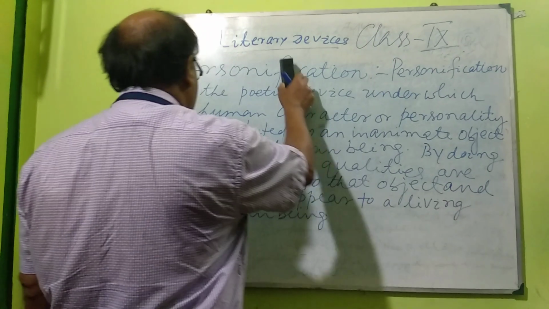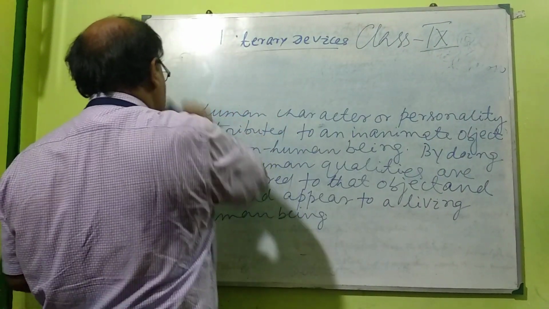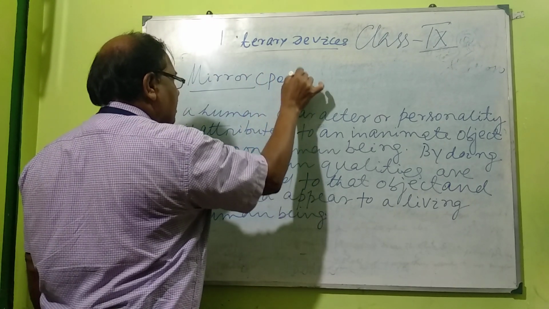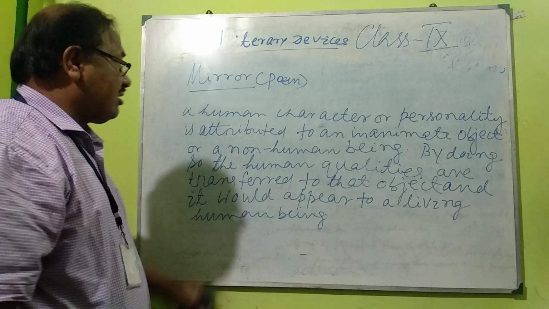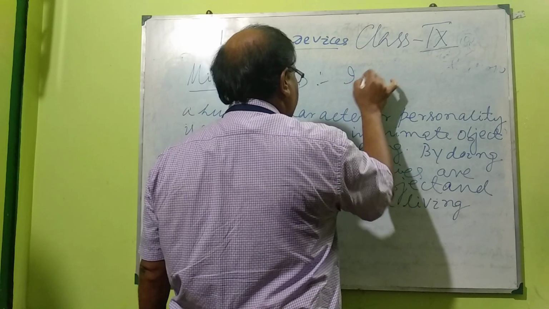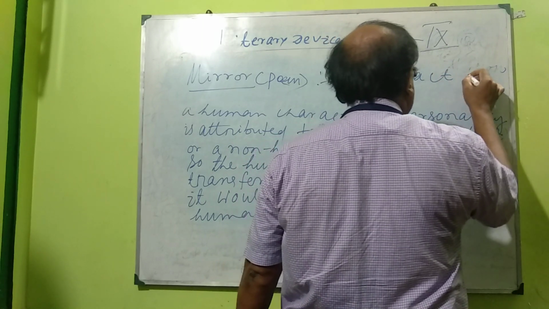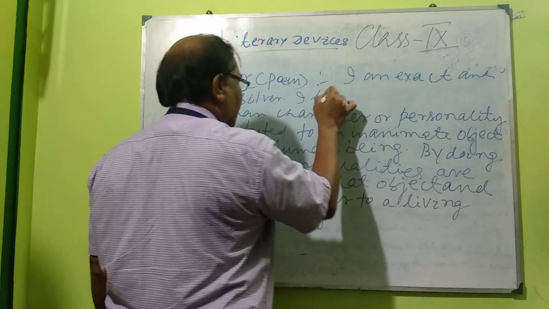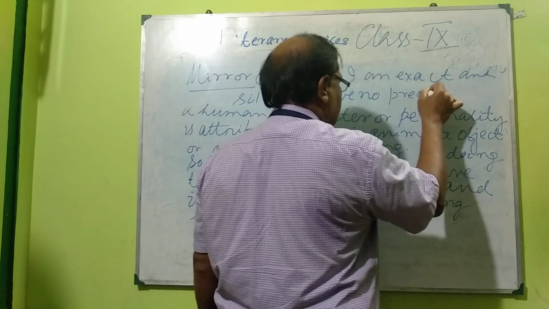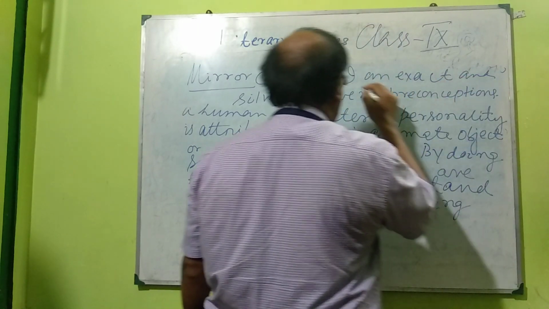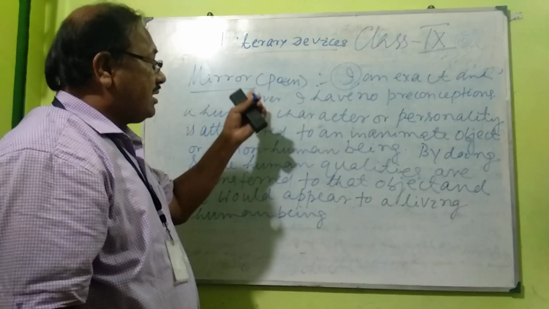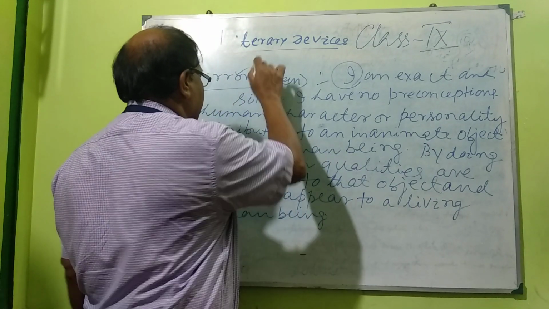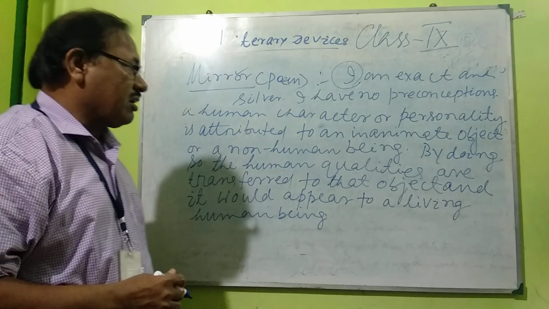Other example you take, Mirror is a poem by Sylvia Plath. Mirror is the name of a poem. Who is the speaker? Who is the narrator in that poem? Mirror itself. Mirror says, "I am exact and silver. I have no preconceptions." So, what is I here? That is a mirror, non-living thing. Mirror says. How would a mirror say? So here the qualities, the characteristics, the personality of a human being are transferred to that mirror, and throughout the poem, mirror itself is the speaker, as if a human being.